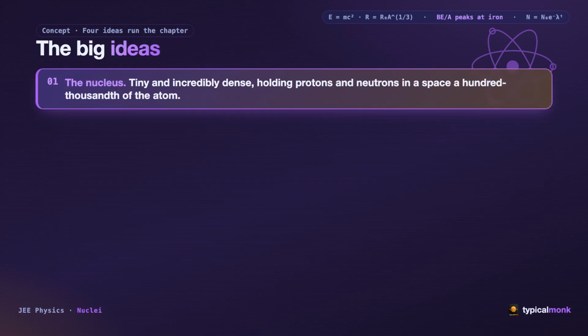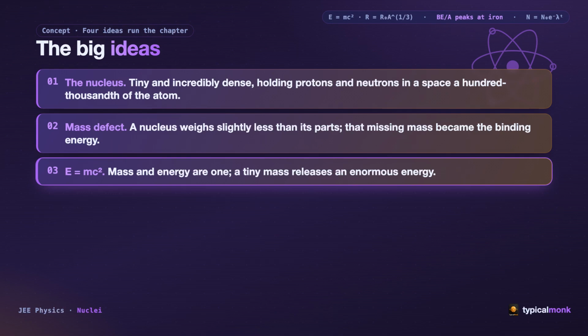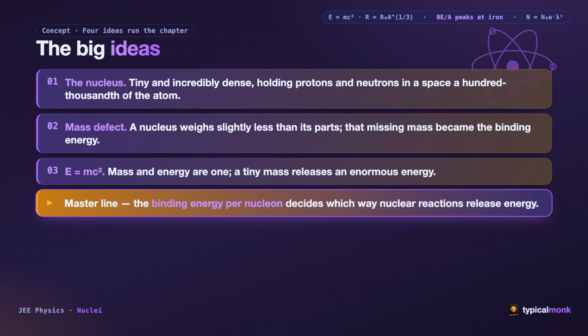Let us set the foundation. The nucleus, tiny and incredibly dense. It holds the protons and neutrons in a space one 100,000th of the atom. Mass defect: a nucleus weighs slightly less than its parts, and that missing mass becomes the binding energy. E equals mc squared. Mass and energy are one, and a tiny mass releases an enormous energy. Master line: the binding energy per nucleon decides which way nuclear reactions release energy.